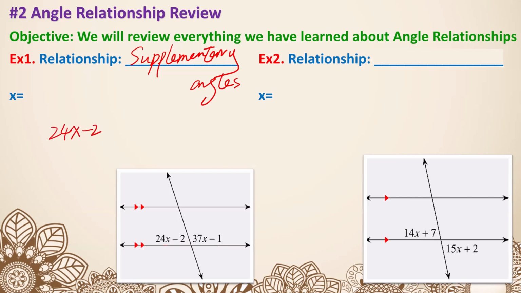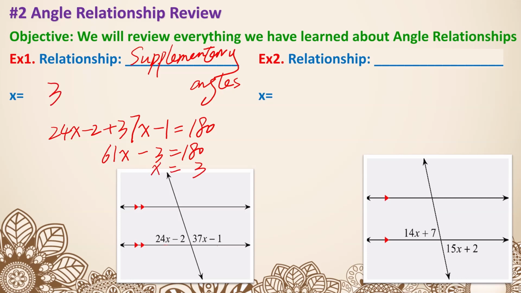So 24x minus 2 plus 37x minus 1 equals 180. Combine like terms, it's going to be 61x minus 3 equals 180. Add the 3 over, divided by 61, so x equals 3. That's example 1.